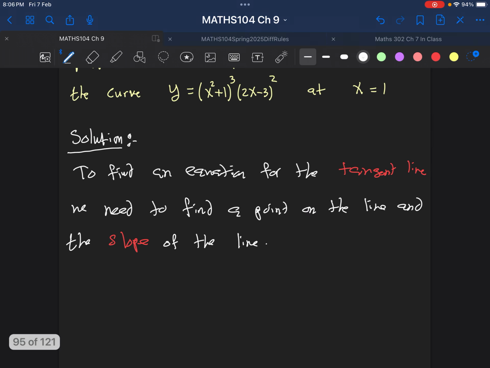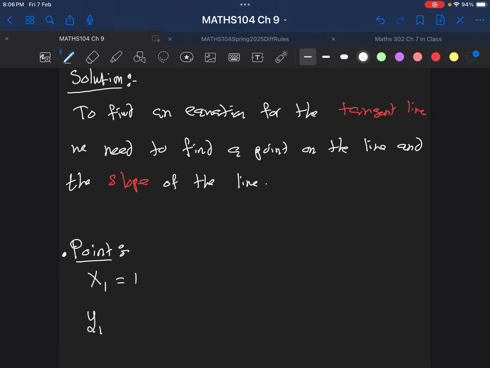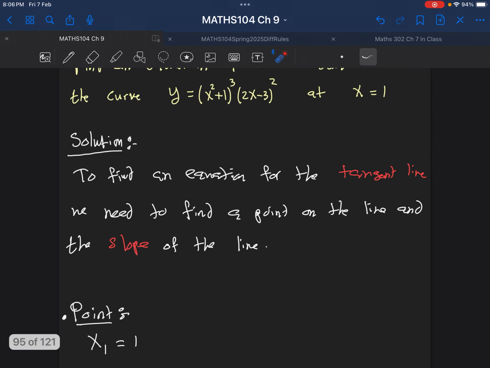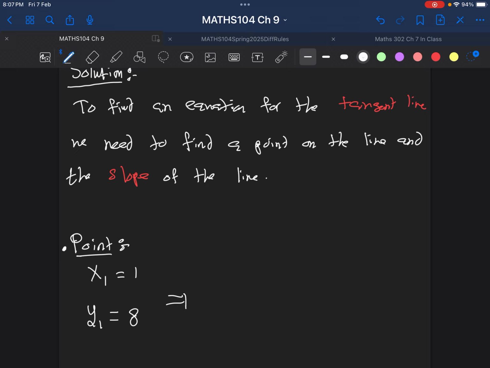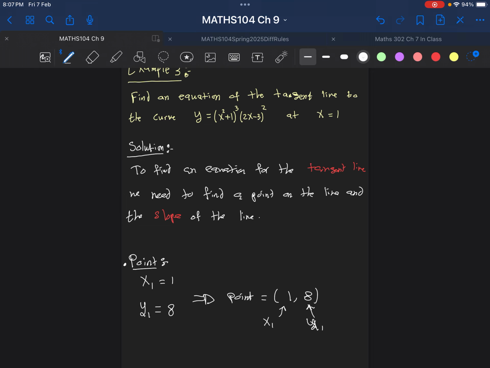Now let's find first the point. What is the point? Well, actually I have x1 equal to 1. I need to find the value for y1. How do we find the value for y1? Take your calculator, substitute every x you can see by 1. So you get here 8, and here you get 1. So the answer would be just 8. So as a point, it is (1, 8). And 1 represents x1, 8 represents y1. That's how we find the point. So we need the point. Next, we need the slope.